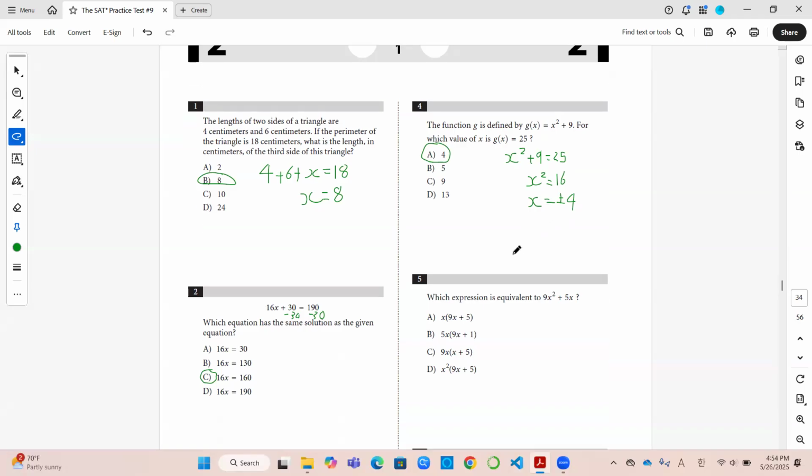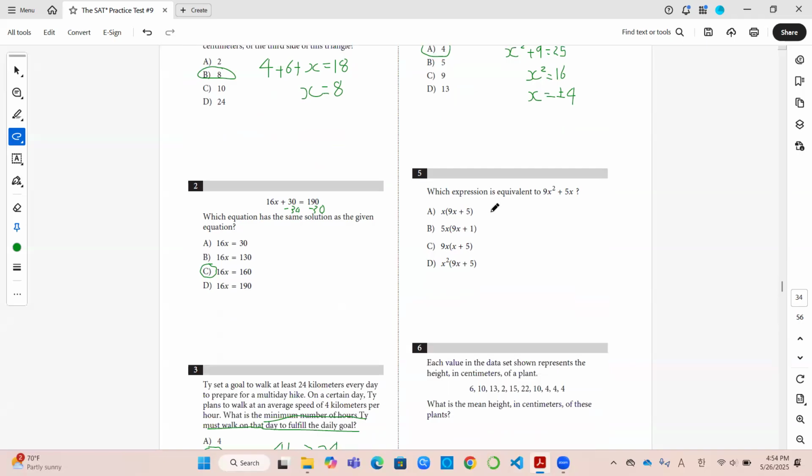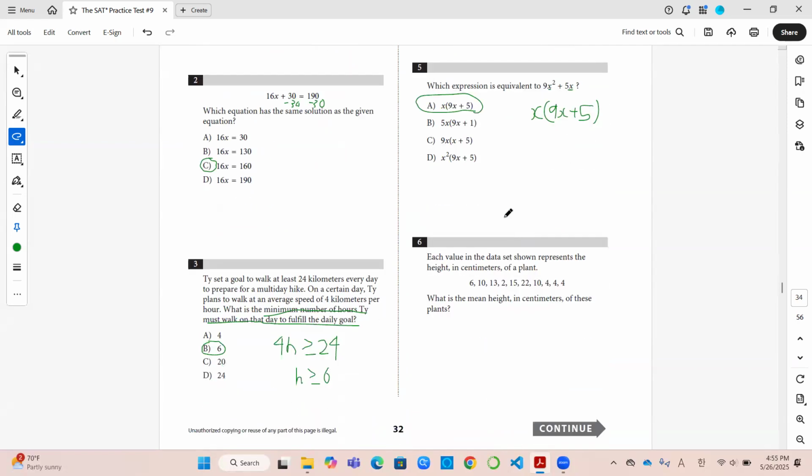Okay, moving on to question number 5. Which expression is equivalent to 9x squared plus 5x? I see a common x here, so I'm going to pull the x out. It's going to be x times 9x plus 5. So the correct answer choice here is A as in apple.